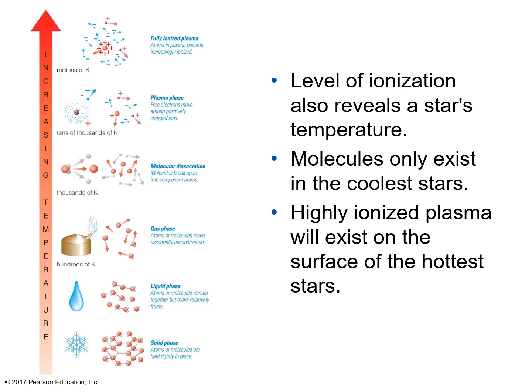We crank up the temperature even more to tens of thousands of Kelvin, and then we have the plasma phase where electrons start to get stripped away from the atoms. The more ionization there is, the hotter the temperature. And then we get up into millions of Kelvin, like deep inside the sun, and it's fully ionized plasma. The level of ionization reveals a star's temperature. Molecules only exist in the coolest stars because at higher temperatures, molecules don't exist. And highly ionized plasma will exist on the surface of the hottest stars.